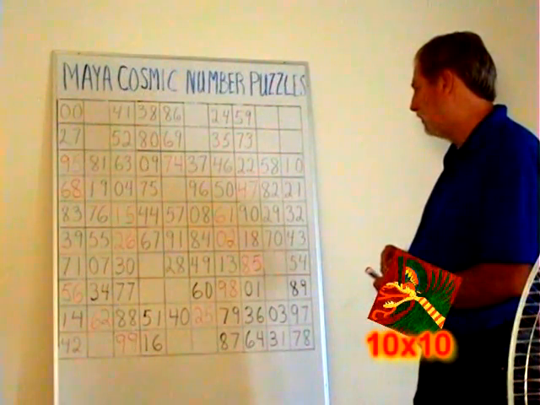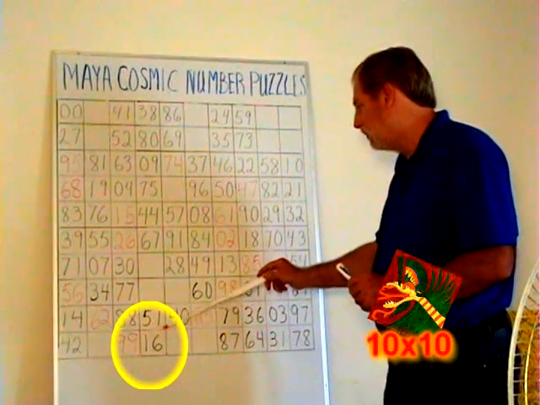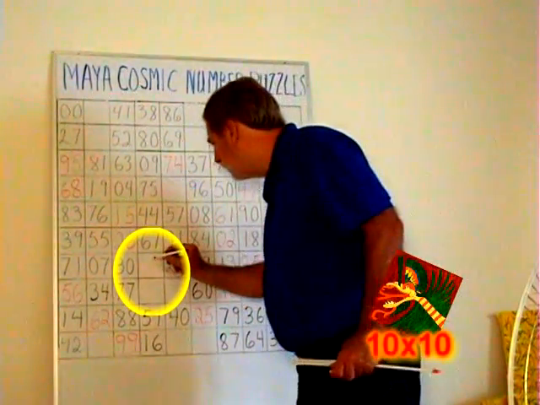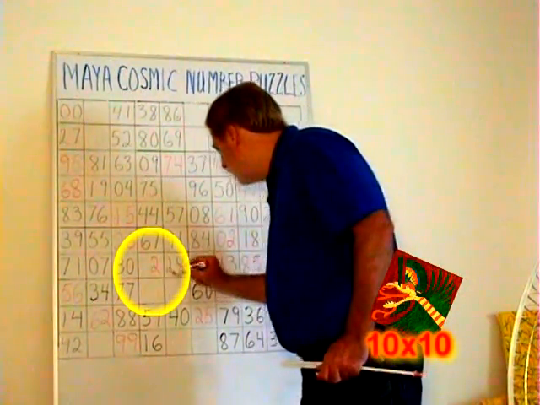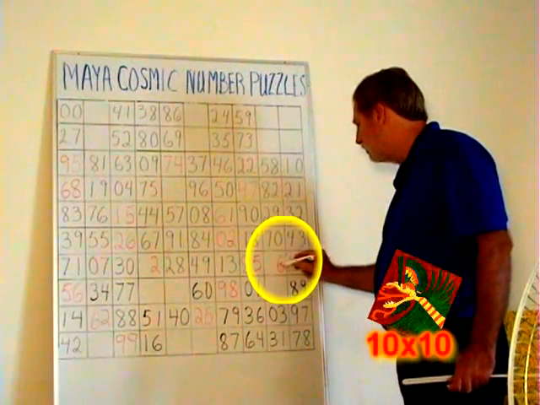So when we look around, we see that we have a 6 here. So that means that the 2 would have to go here, and the 6 would have to go in this position here.